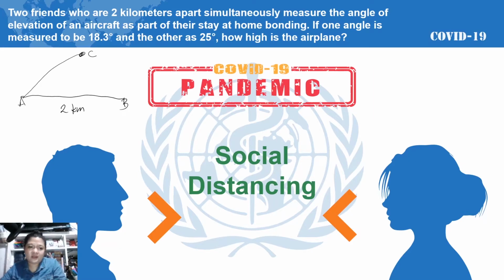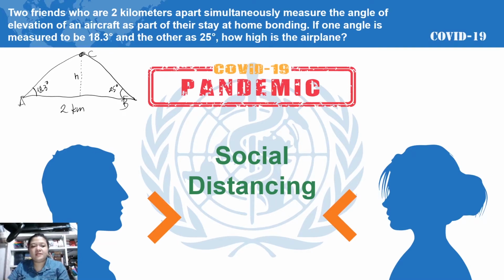So from friend A to friend B, one angle is measured to be 18.3 degrees. So ito daw ay 18.3 degrees. At dito naman kay friend B ay 25 degrees. Okay, so ito ang hinahanap natin. How high is the airplane? Okay, ano ang ating mga given? How high is the airplane? Tatawagin natin ito na h kasi ito ang height.